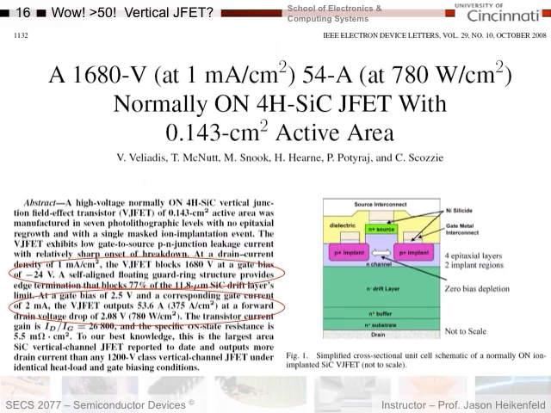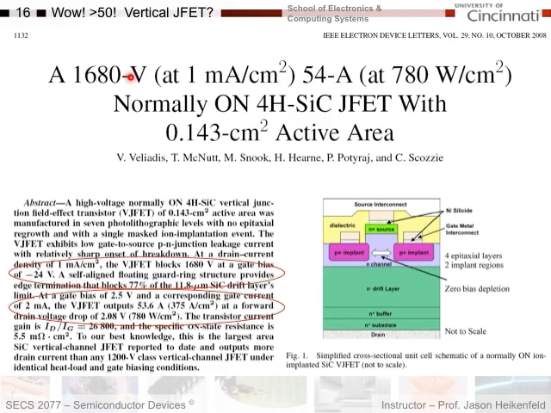And here's a paper I found which is really amazing. This is a JFET and the capability is pretty remarkable. It is a 1700 volt, 54 amp JFET. Huge amount of power density. Okay? How did they achieve this? Well, first off, they use a wide bandgap semiconductor, meaning that it can really take the heat and it has a very high breakdown voltage. So they can do high voltage operation with this.